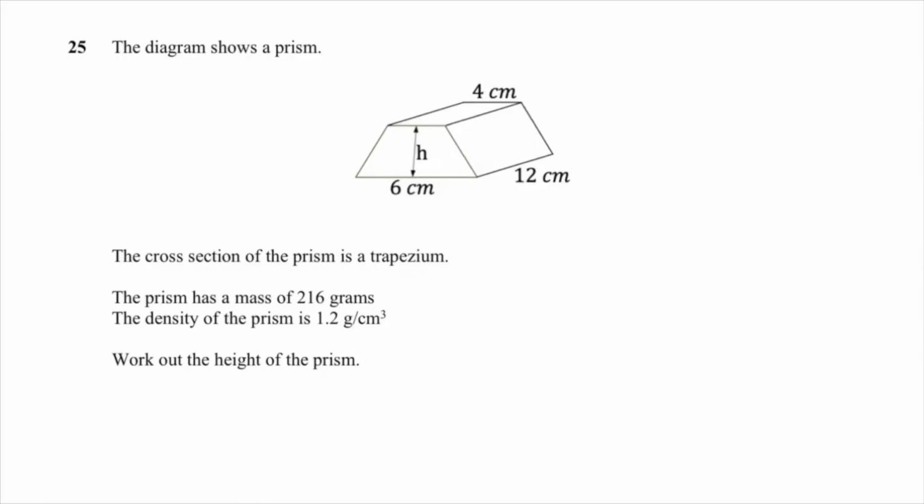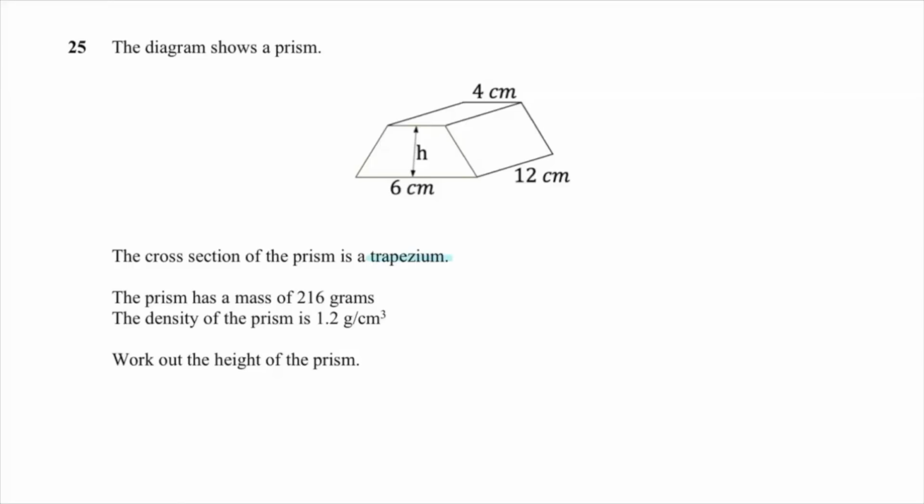Okay, so we've got a big question here, and there's a lot of information. So we really need to digest everything that we're looking at. We're being told that we have a prism, and the cross-section of the prism is a trapezium. So that's a key word.